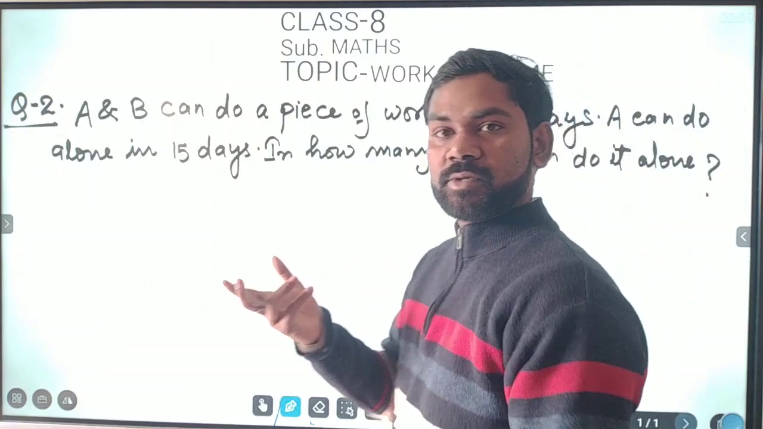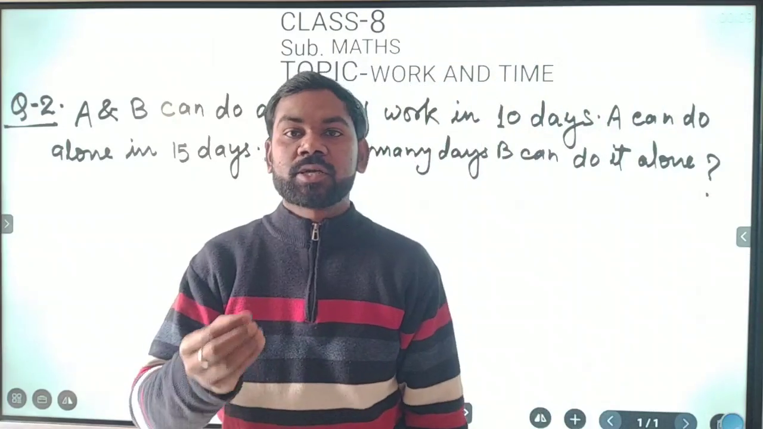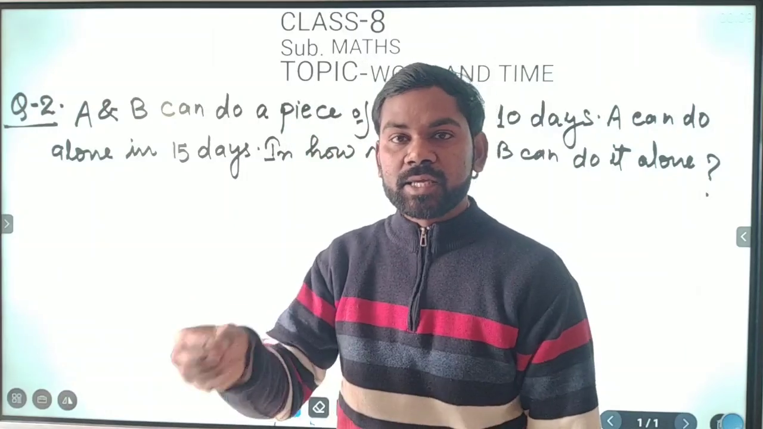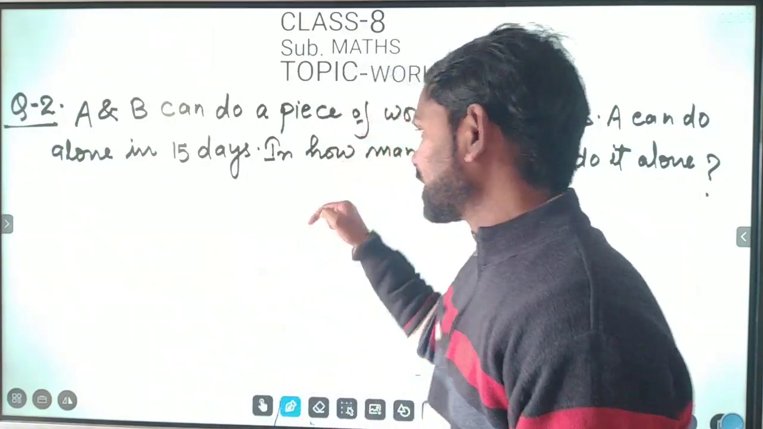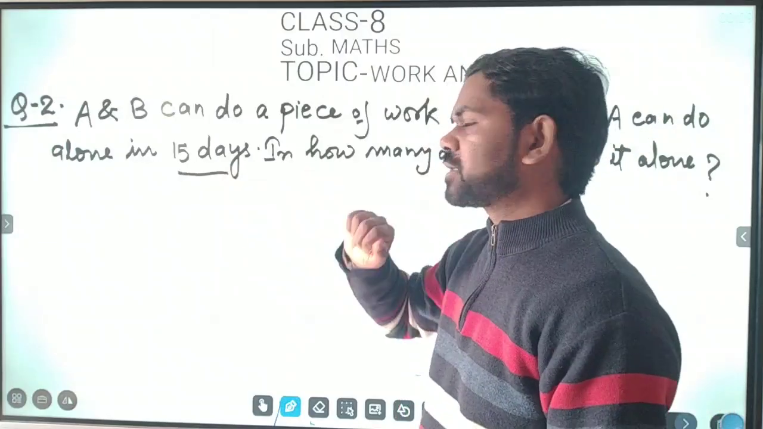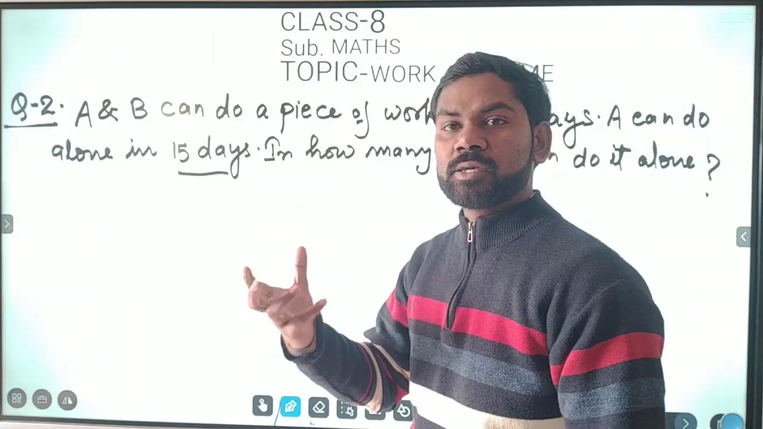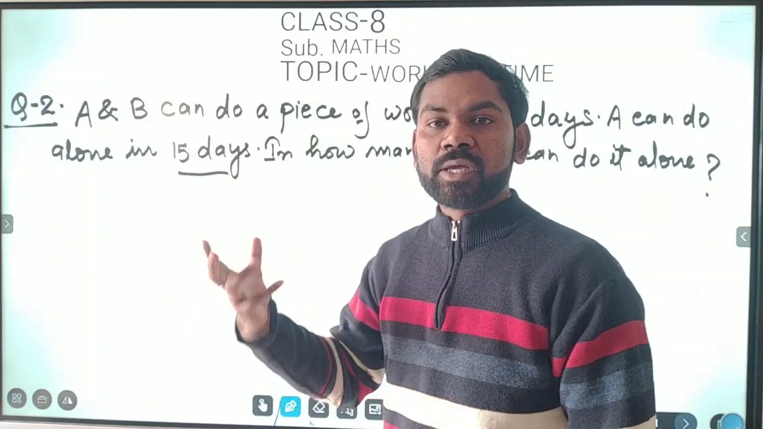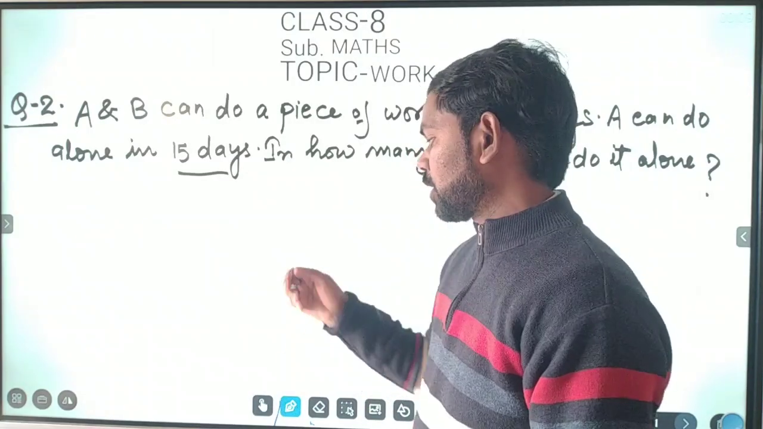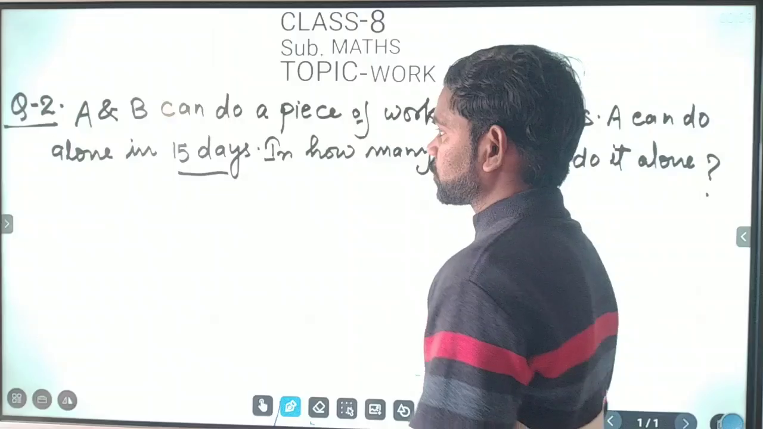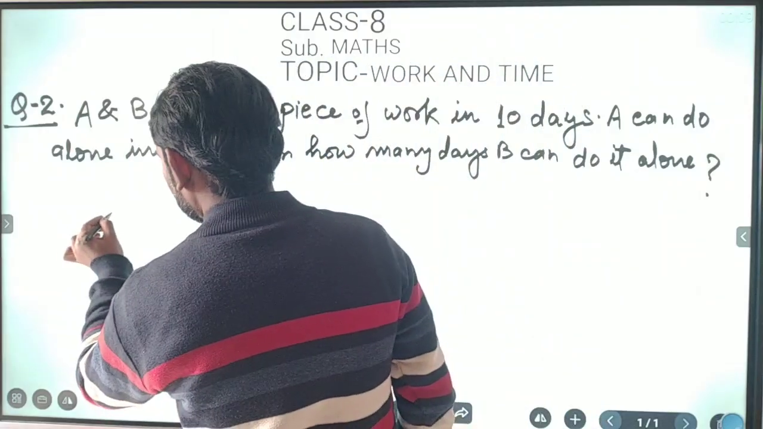The question is very simple. In this question, the task is completed by A and B in 10 days. A can do the same job in 15 days. Then how many days will be required by B to complete this job alone? So now let's see how we solve it.